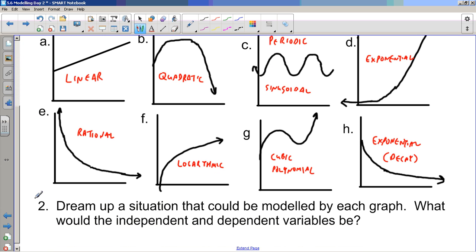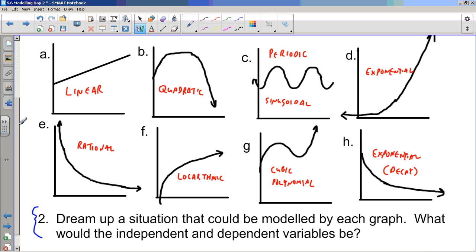What's interesting here, and I'm not going to go through all of these, is that it says dream up a situation that could be modeled by each graph. What would the independent and dependent variables be? This is a favorite thinking question of mine. Through the years, this is a grade 9 question, grade 10, grade 11, we were introduced to these, and then this one showed up this year, this one was this year, exponential decay. The downhill one was last year, but again this year, of course.